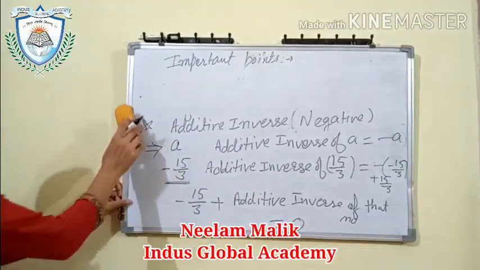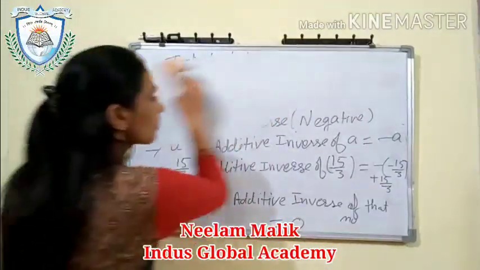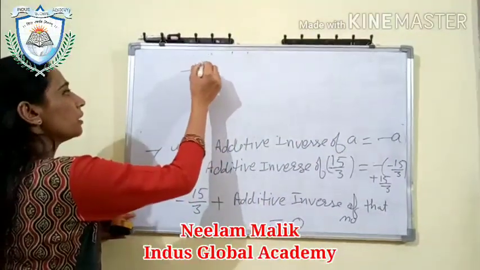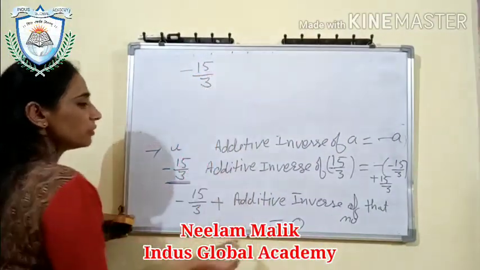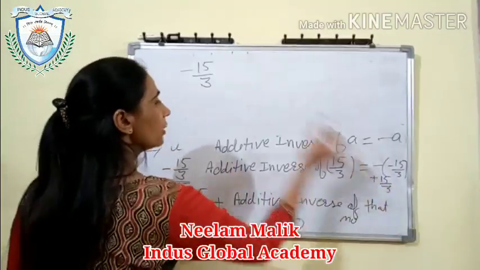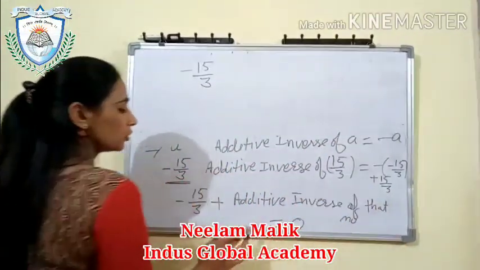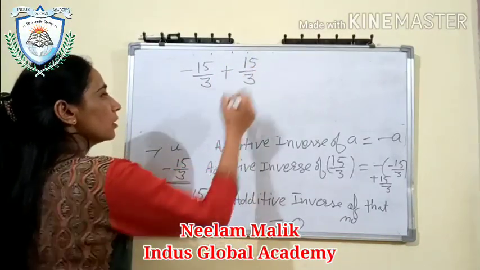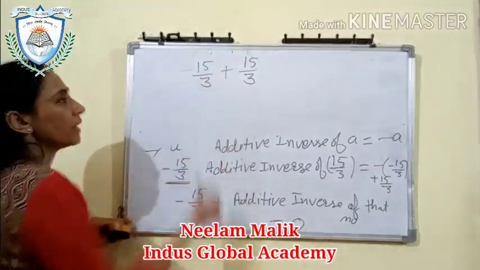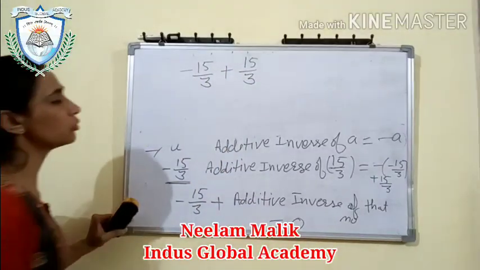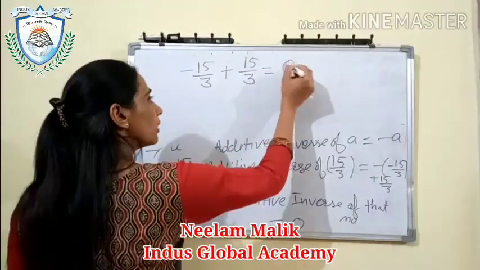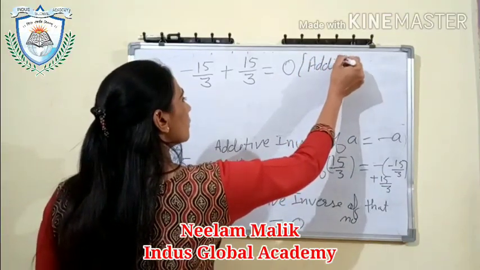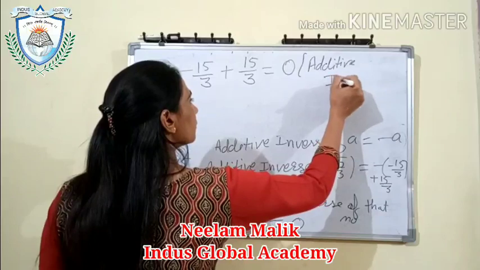Okay, let's do this. So what is the actual number? Minus 15 upon 3. What will be the additive inverse? You have already found out, that is 15 upon 3. We have to add them because this is additive inverse. So what will be your answer? Minus 15 upon 3 plus 15 upon 3. Your answer will be 0. And what is this? This is our additive identity.